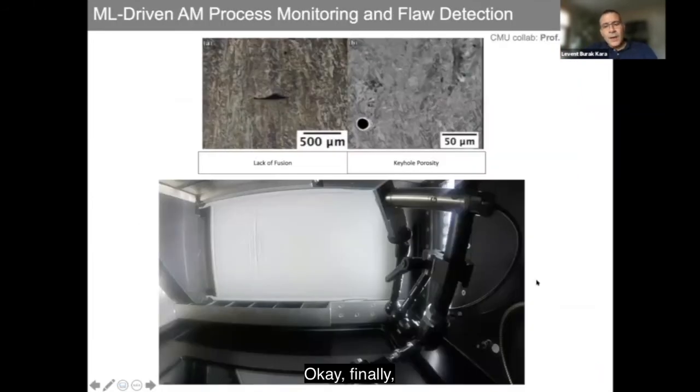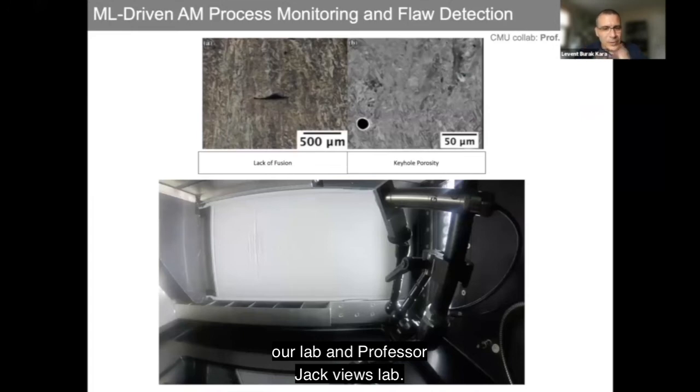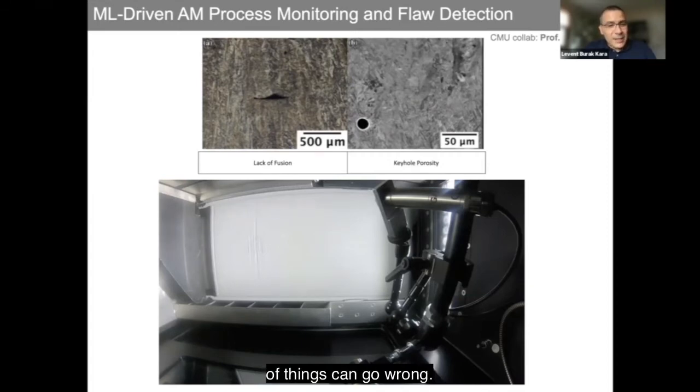Okay. Finally, this was the last project I wanted to bring. Again, this is in the additive space, and this is a collaboration between our lab and Professor Jack Booth's lab. This is the impact of ML and AI for real-time process monitoring, quality assurance, and flaw detection. In additive manufacturing, it turns out that metal additive is a very finicky process. It's not trivial to run these machines, and a lot of things can go wrong.